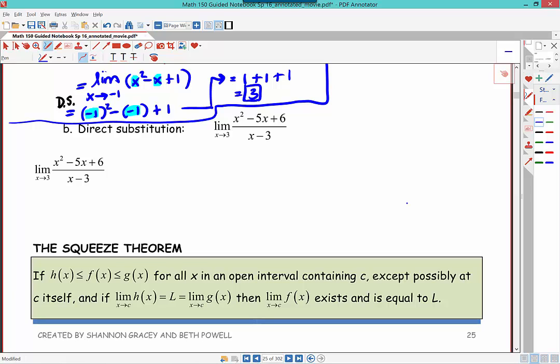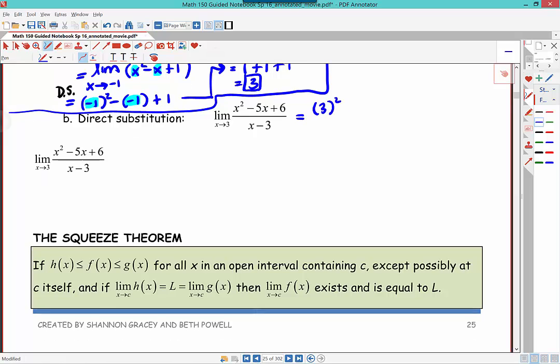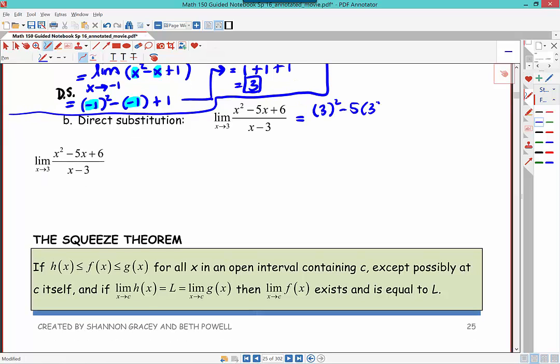Okay, so this guy, if we plug in using direct substitution, if we plug in 3, let's see what we get. We'll get 3 squared minus 5 times 3 plus 6 over 3 minus 3. So when we used our direct sub, I'm sure you can see we already have kind of a problem child showing up. Do you see what that's going to be equal to? Good. 0 over 0, which means more work.